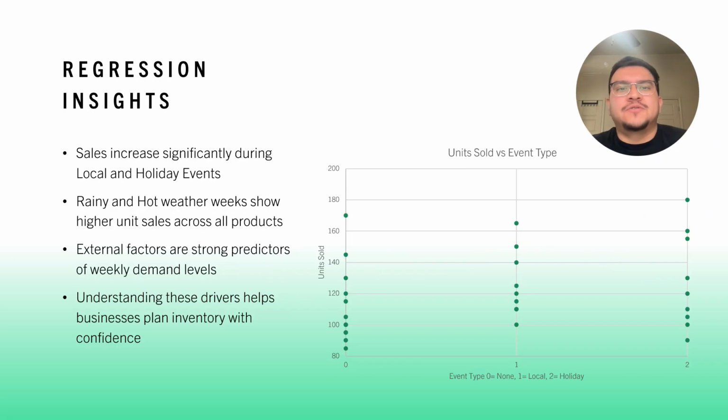This scatter plot shows the relationship between event type and units sold. We assign each event a number: 0 for no event, 1 for a local event, and 2 for a holiday event. You can see that sales are lowest at 0, higher at 1, and consistently the highest at 2. So events clearly drive demand, and this confirms what we saw earlier. External factors aren't random. They're reliable predictors that a business can plan around.